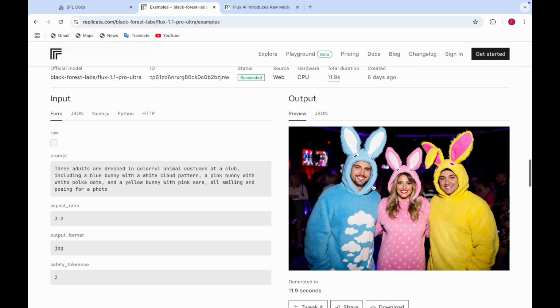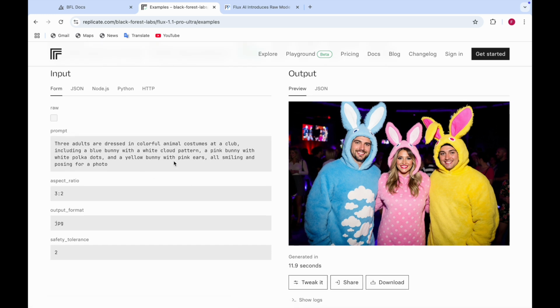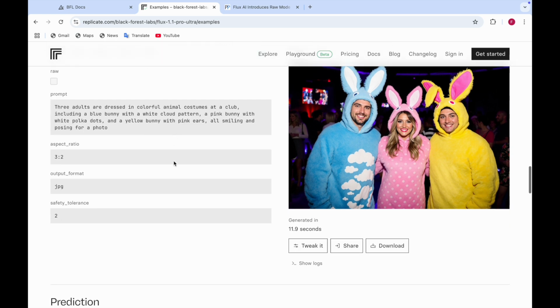And it looks like adults who are wearing bunny suits, one wearing blue, one pink, and one yellow. Because you see the prompt is written like that: a blue bunny with a white claw pattern, a pink bunny with white polka dots, and a yellow bunny with pink ears, all smiling and posing for a photo.